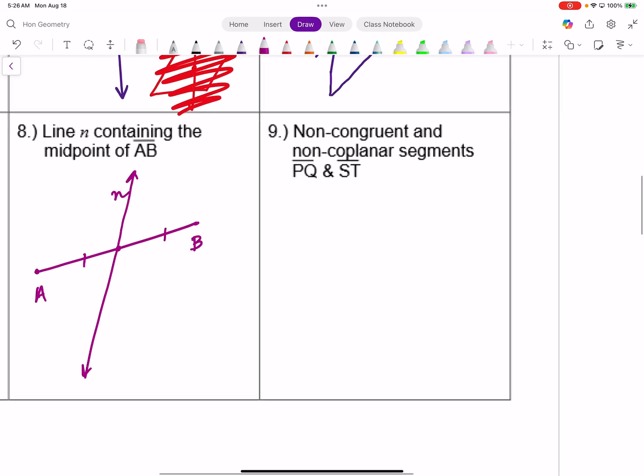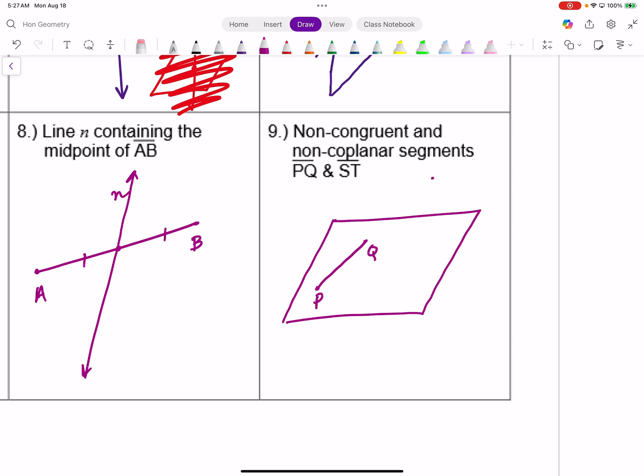Okay, so this one, non-congruent and non-coplanar segments PQ and ST. Again, this is a tough thing to draw. If you want to show the non-congruent part, that's easy. Oh, that's a really gross looking plane. Let's do that again. All right. So here's just a plane. Let's throw a segment in that plane. Okay, so here's segment PQ. It's going to be in the plane that I drew. There's going to be another segment that is not in this plane.